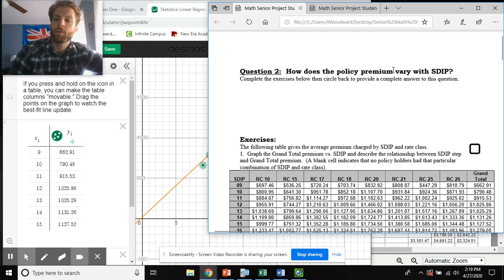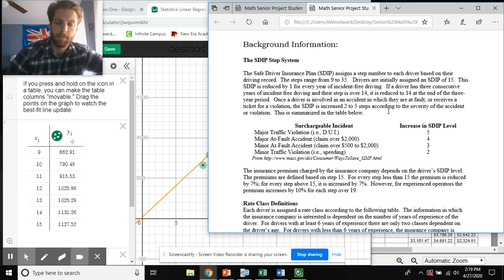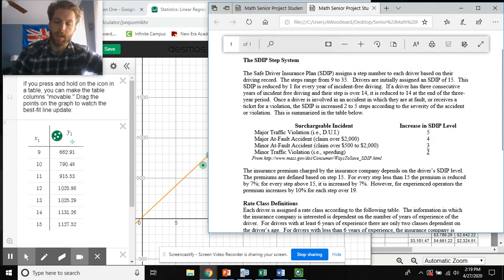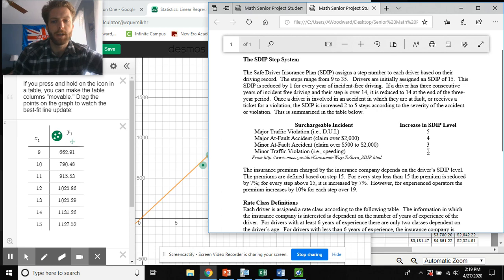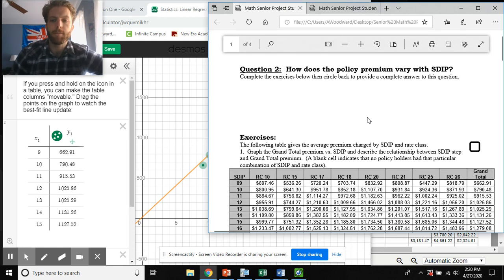So I want to go over a quick reminder of what the SDIP level is. The SDIP system is a step system that the insurance company uses to determine how safe or dangerous a driver is. Remember, 15 is your starting point, and the lower your SDIP level goes, the safer you're deemed by the insurance company. And the higher you go, the more dangerous you are deemed by the insurance company. So what the question is asking is, how does the policy premium vary with SDIP?